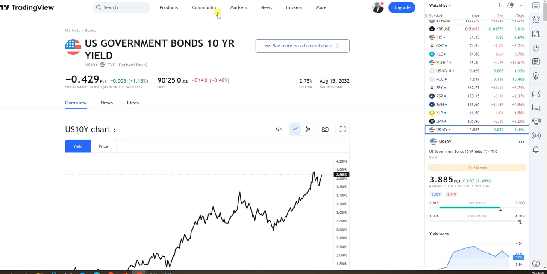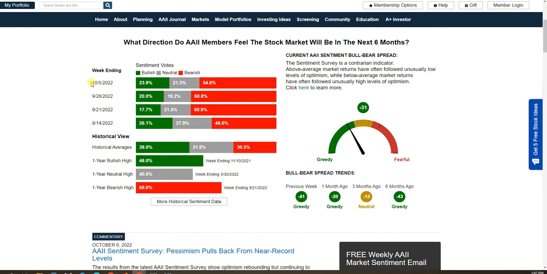Next one is AAII. Oh, sorry about that. So the next one is AAII, which is pretty famous among all people. This one shows again that the bears are taking more than expected, like 54% of the members in this survey. They're saying that for the next 6 months they're expecting the market to go lower and lower. So this is a record high.